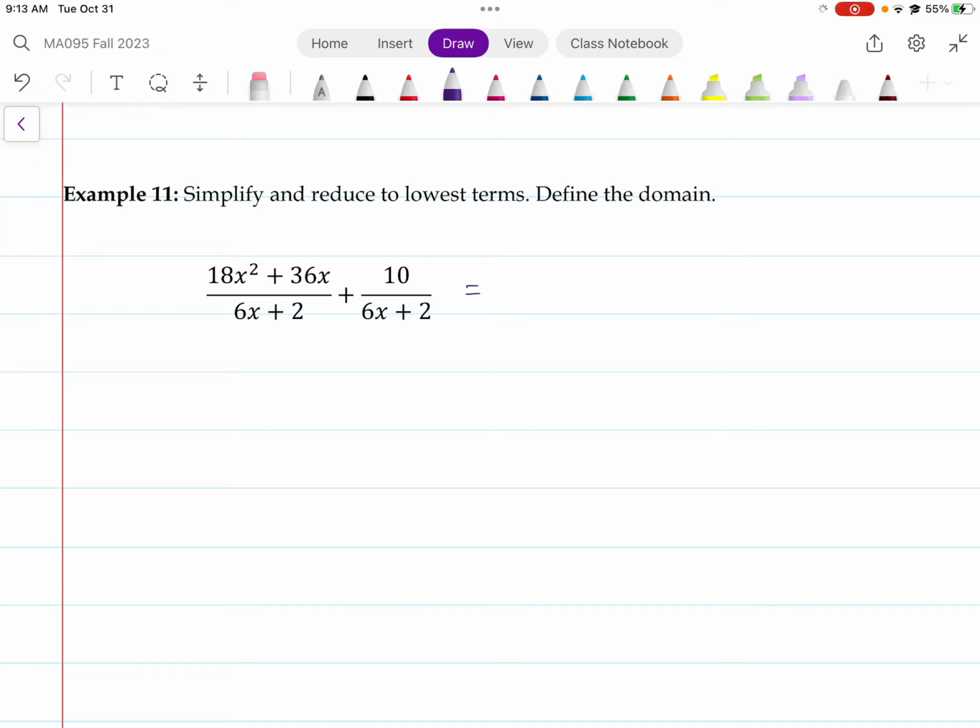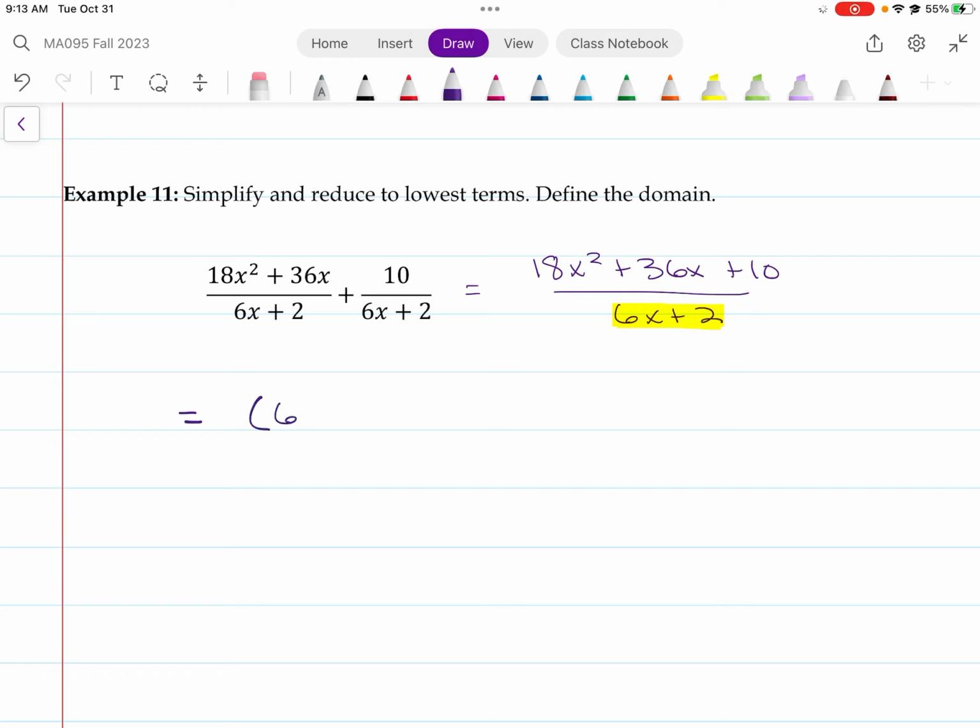All right, so this one is 18x squared plus 36x plus 10 all over 6x plus 2. All right, so the top, first you want to factor the top, but big clue, ding, ding, ding, that probably is one of the factors. So start with a 6x plus 2 and see what you can do with it, right? So try that, see if you can figure it out. Pause the video, give it a try.